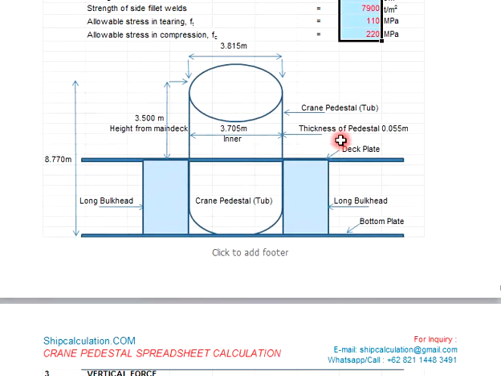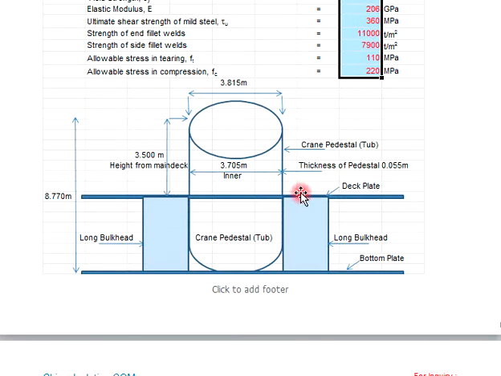And then this is how the crane pedestal or tube looks like, installed on the main deck, and then penetrating till the bottom plate. The outer dimension is 3.815 meter, and the inner dimension is 3.705. The height from the main deck is 3.5 meter, and the thickness is 0.055 meter.